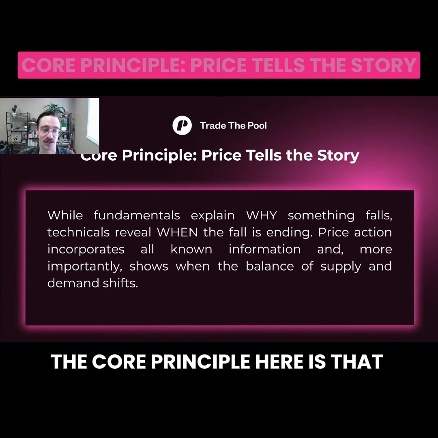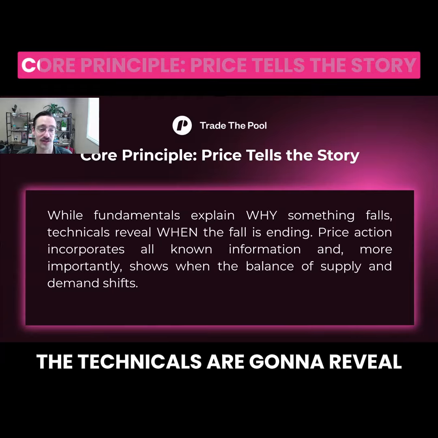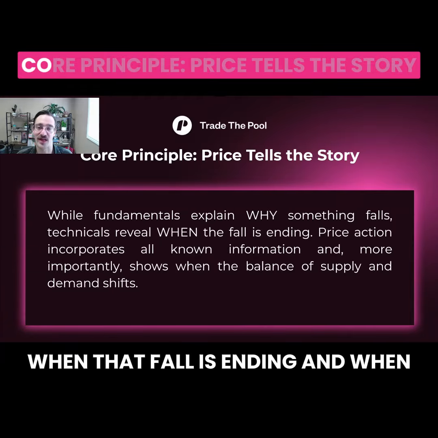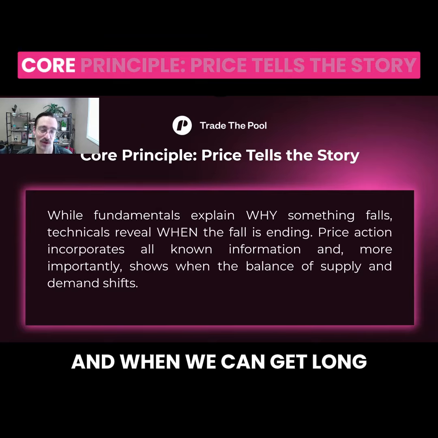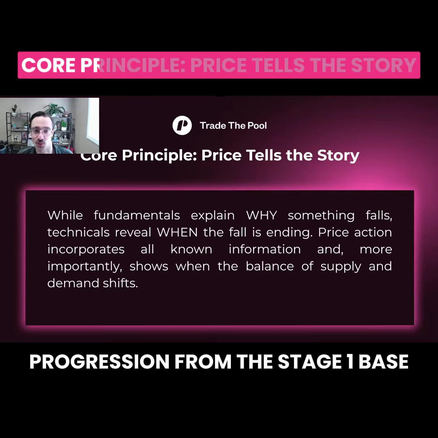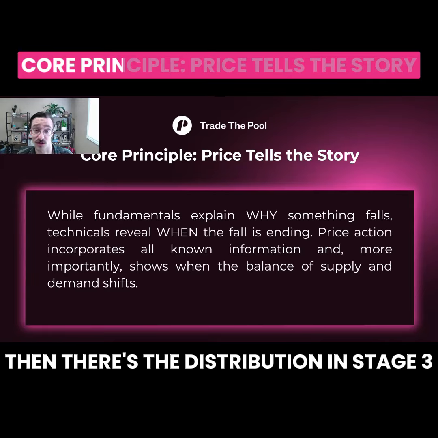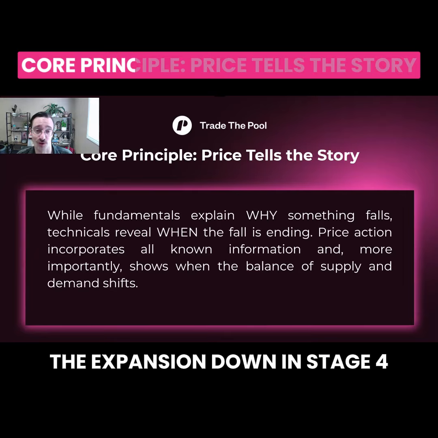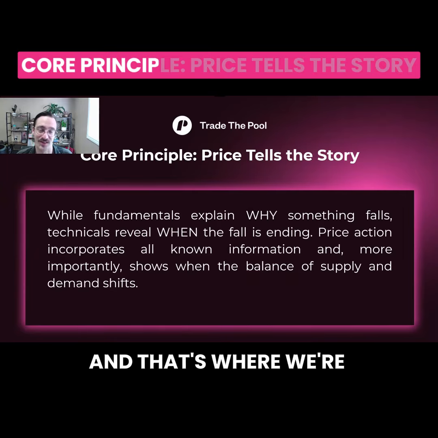The core principle here is that price tells the story. While fundamentals explain why something fails, the technicals are going to reveal when that fall is ending and when we can look for accumulation to start occurring and when we can get long for the other side of that spectrum to occur. That progression from the stage 1 base to the stage 2 expansion, then there's the distribution in stage 3, the expansion down in stage 4, and then we're looking for that reaccumulation in the next stage 1 to turn into stage 2, and that's where we're looking to get long.